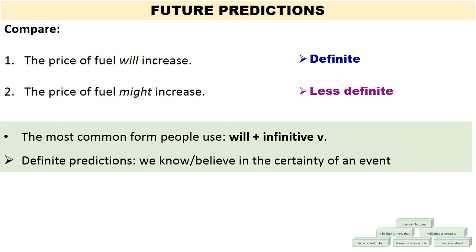Now, most students are used to using the will plus infinitive verb form to make future predictions. When we have definite predictions, that is, we know or we believe in the certainty of an event, this would be the best formula to use, will plus the infinitive verb. The price of fuel will increase. Today we'll take a look at some of the forms we can use for these definite predictions, as well as some of the forms we can use for less definite predictions.